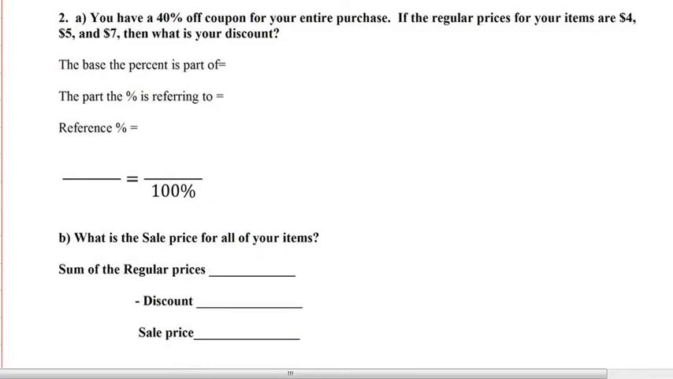So let's have you try one. You have a 40% off coupon for the entire purchase. If the regular price for your items are $4, $5, and $7, then what is your discount? And then go on to B and find the sale price. So hit pause and give it a shot. If you need a hint, first thing you want to do is add all of these up, and that will give you your base. Hit pause now.